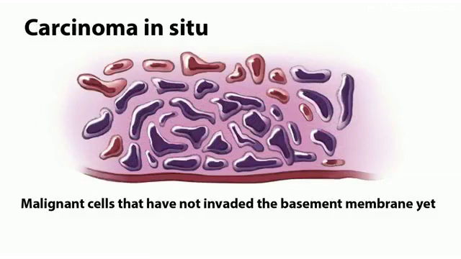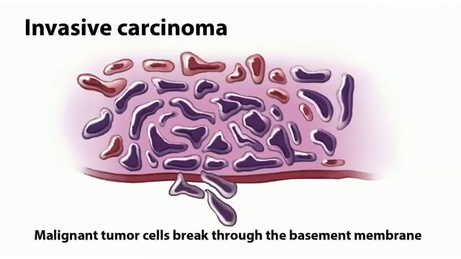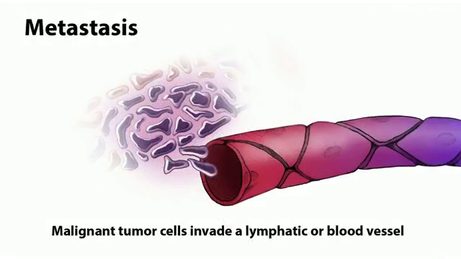So with carcinoma in situ, you have malignant cells, but they haven't yet invaded the basement membrane. Then when the tumor cells break through the basement membrane, we say they're locally invasive. And if they invade a lymphatic or a blood vessel and then they travel to other parts of the body, we say they're metastatic. Now let's talk about which cancers metastasize to which organs. We've got some pretty good mnemonics for these.